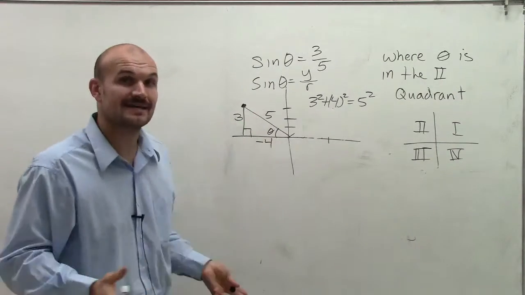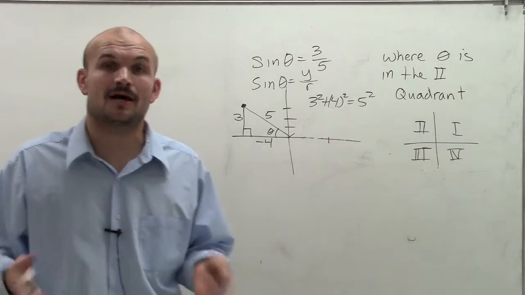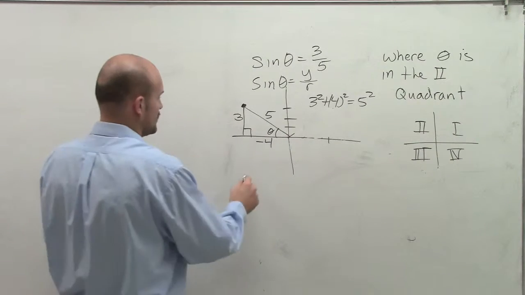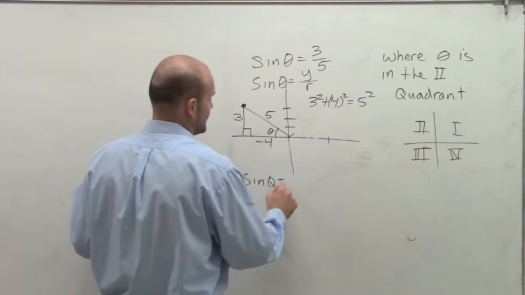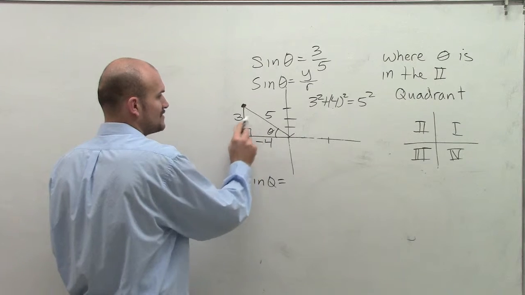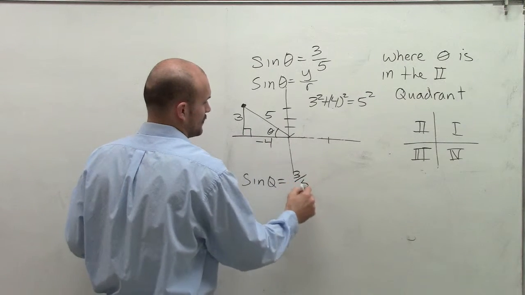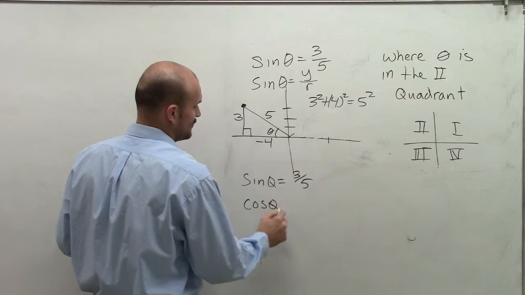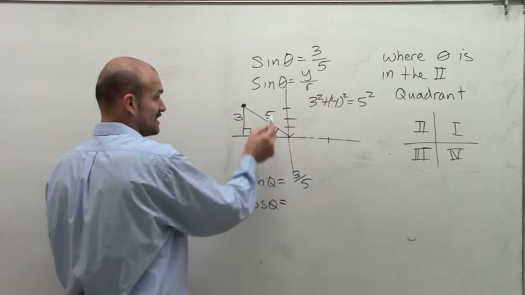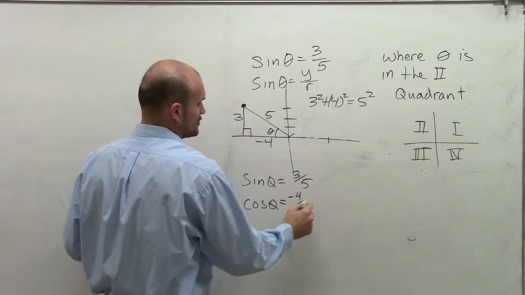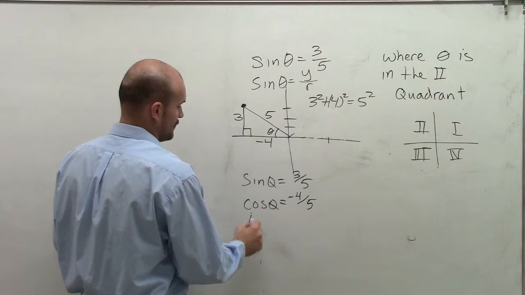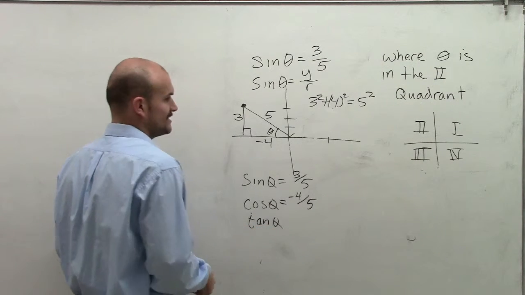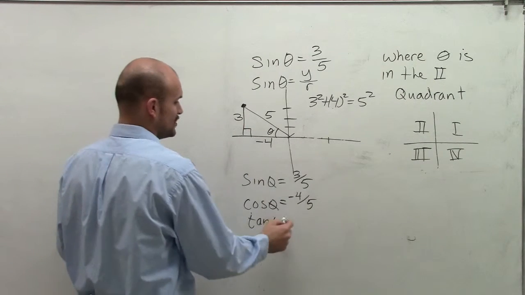Now that I know all the sides of the triangle, I can evaluate all my 6 trigonometric functions. The first one I always like to do is sine of theta, which is the opposite side over the hypotenuse. Then we can do cosine of theta, which is the adjacent side over the hypotenuse. So that's going to be negative 4 over 5. Then we can look at the tangent, which is the opposite over the adjacent.